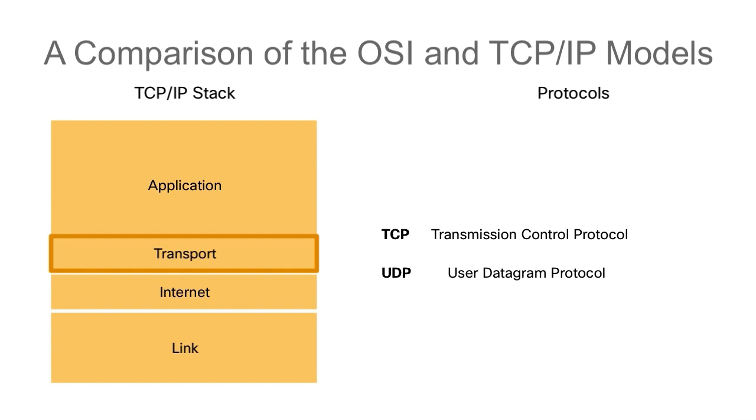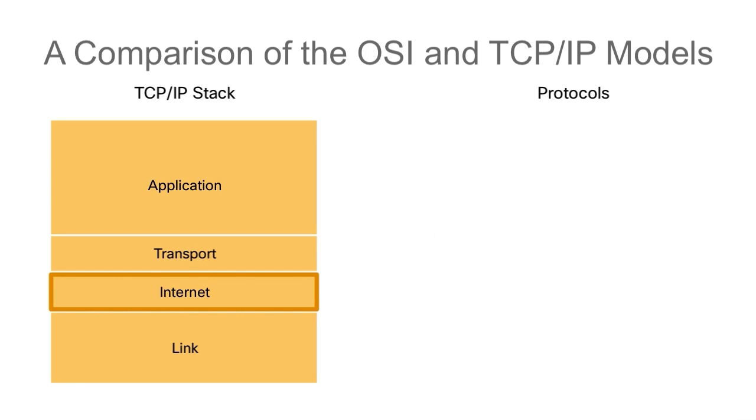But either one of these protocols is used for communication, and they speak directly to the application processes that are running on my host devices on the network. Now, the internet layer, again, lines up directly with the network layer of the OSI model. With the OSI model, we said that the network layer was responsible for logical addressing.